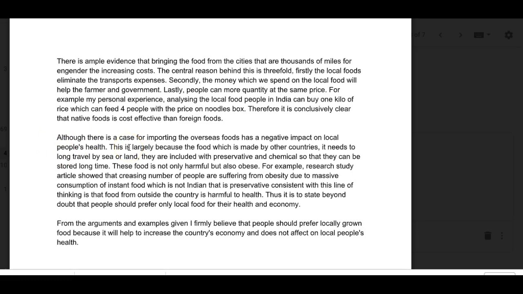This is largely because the food which is made by other countries needs to travel by sea or land, and they contain preservatives and chemicals so that they can be stored a long time. These foods are not only harmful, but also cause obesity. For example, research showed that an increasing number of people are suffering from obesity due to massive consumption of instant foods, which are not Indian, but preserved, I guess, or that contain preservatives. Full stop. New sentence. Consistent with this line of thinking is that food from outside the country is harmful to health. Thus, it is to state beyond doubt. No. Thus, beyond doubt, people should prefer only local food for their health and economy.